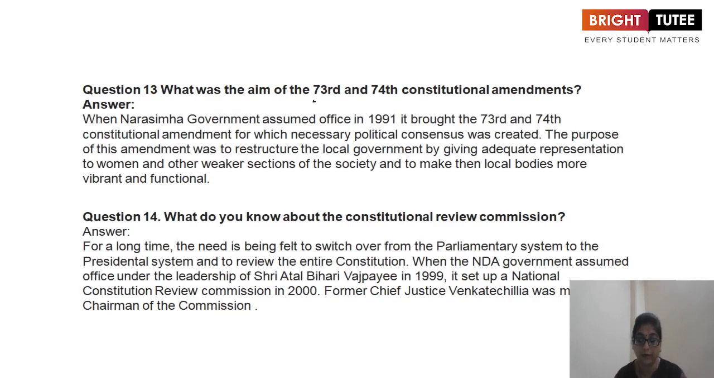What was the aim of the 73rd and 74th constitutional amendments? When the Narasimha Rao government assumed office in 1991, it brought the 73rd and 74th constitutional amendments, right, for which necessary political consensus was created. And the purpose of the amendment was to restructure the local government by giving adequate representation to women and other weaker sections of the society and to make the local bodies more vibrant and functional.